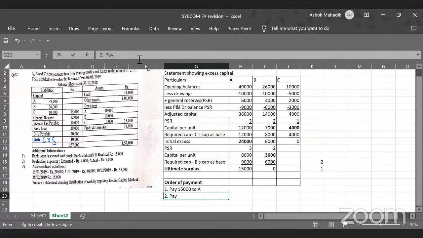This working out will be for at least 6 to 7 marks. ये तो ज्यादा रहेगा क्योंकि इसमें ड्राइंग्स डाला है, जनरल रिजर्व डाला है, पीएनएल डाला है, तो this will carry more marks. 7 marks तो कम से कम रहेगा इसको. Okay. Now second order is pay A rupees 9,000 and B rupees 6,000 simultaneously. Okay. And then last one, pay all in PSR.